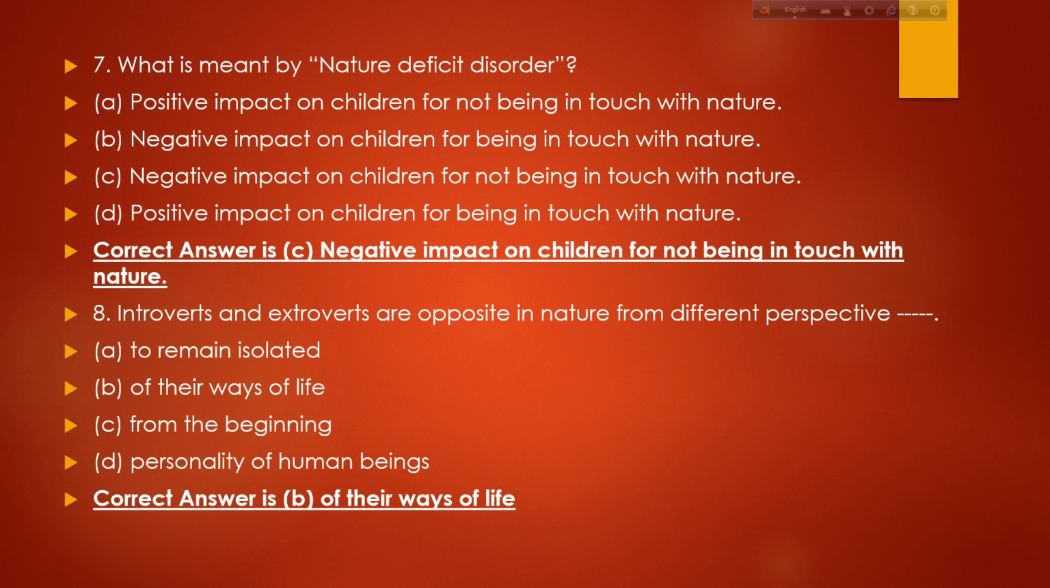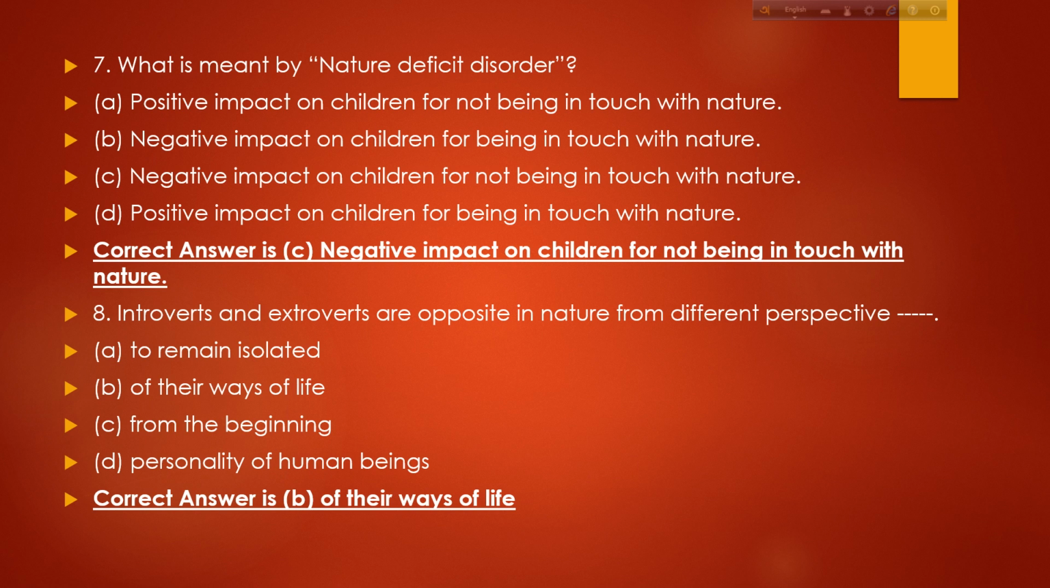So if you enrich your vocabulary, then you can easily get good marks in vocabulary section, that is antonyms, synonyms, and parts of speech. Number 7, what is meant by nature deficit disorder? A, positive impact on children for not being in touch with nature. B, negative impact on children for being in touch with nature. C, negative impact on children for not being in touch with nature. And D, positive impact on children for being in touch with nature. So the correct answer is C, negative impact on children for not being in touch with nature.